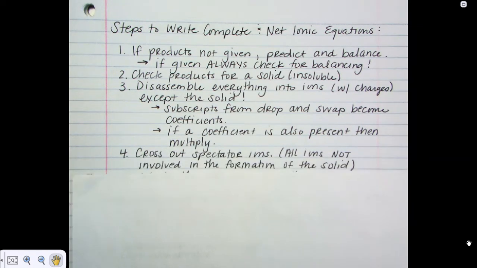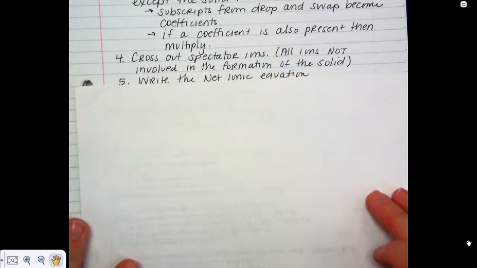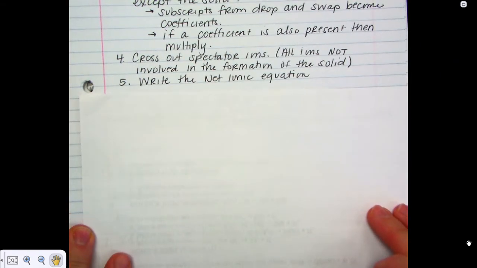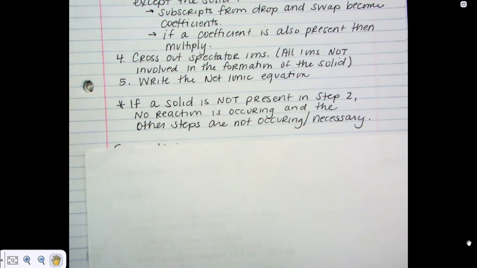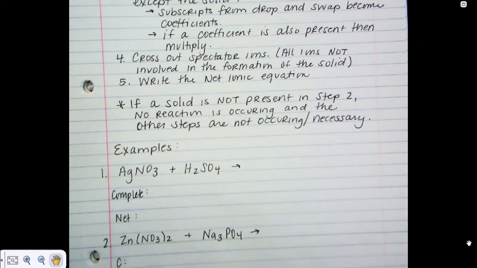All right. Cross out all of your spectator ions. Spectator ions are things that are not involved in the formation of the solid. They are spectating. They are watching. And then whatever is left is the net ionic equation. That's what's actually occurring. When we say something is net, that's what the change is. And the change is the individual particles coming together to make that solid. All right. If a solid is not present in step 2, then no reaction is occurring and the remaining steps are not necessary.